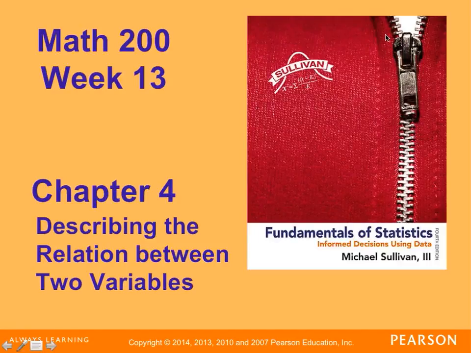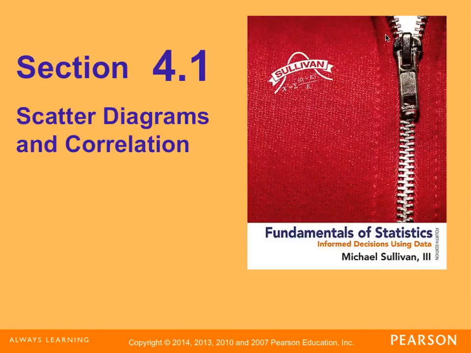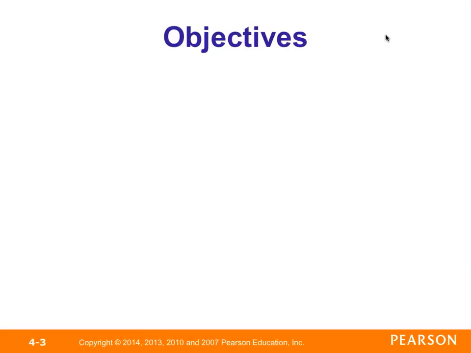My name is Patty Kokish and today we're going to be going through topics from your online Math 200 class at Ivy Tech for week 13, which talks all about chapter 4, which is describing the relation between two variables. So let's go ahead and start with section 4.1, which goes through scatter diagrams and the idea of correlation.